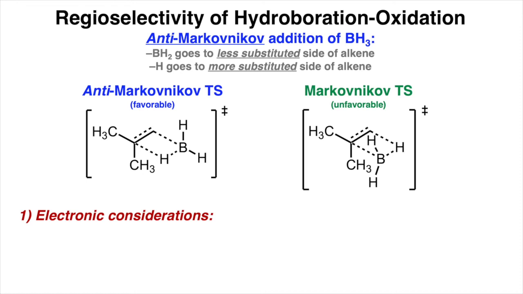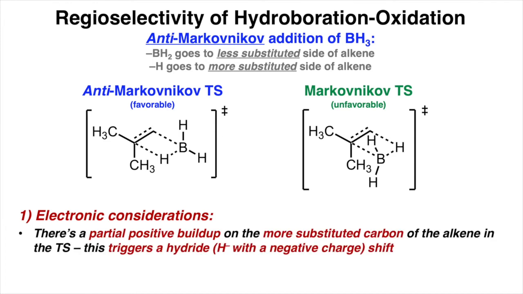To help understand this, let's take a look at the transition state structure for both the favorable anti-Markovnikov transition state as well as the unfavorable Markovnikov transition state. When the alkene attacks the boron atom, there's a partial positive charge buildup on the more substituted side of the alkene in the transition state, which thus triggers a hydride shift to occur.